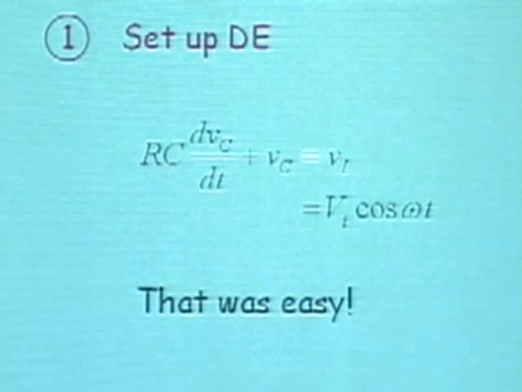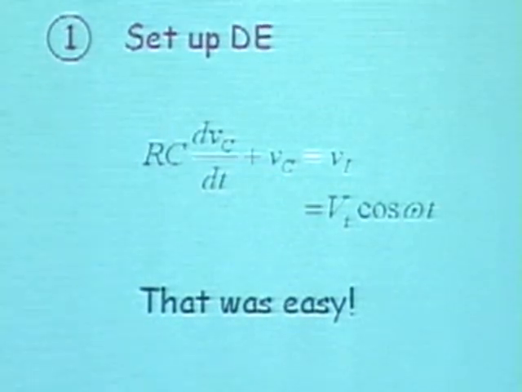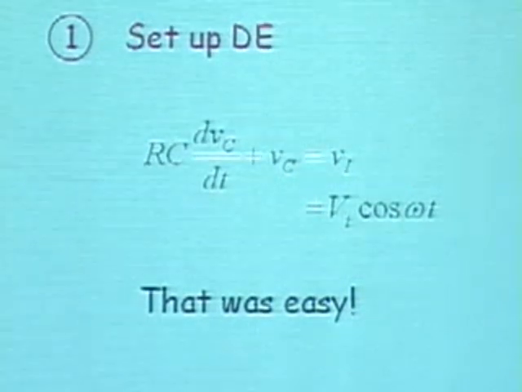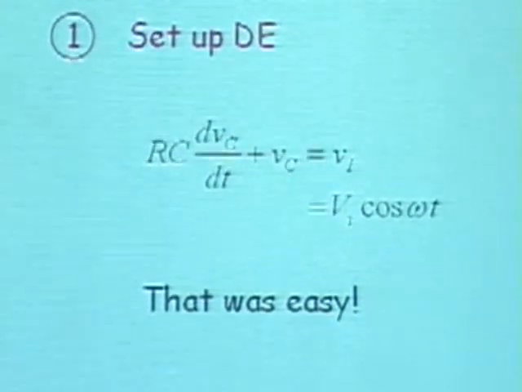So just enjoy this. Okay, RC dVC/dt plus VC equals VI. You've seen this before. Nothing fancy. Good old stuff. VI cosine of omega t. You want to hold on to your seatbelts?